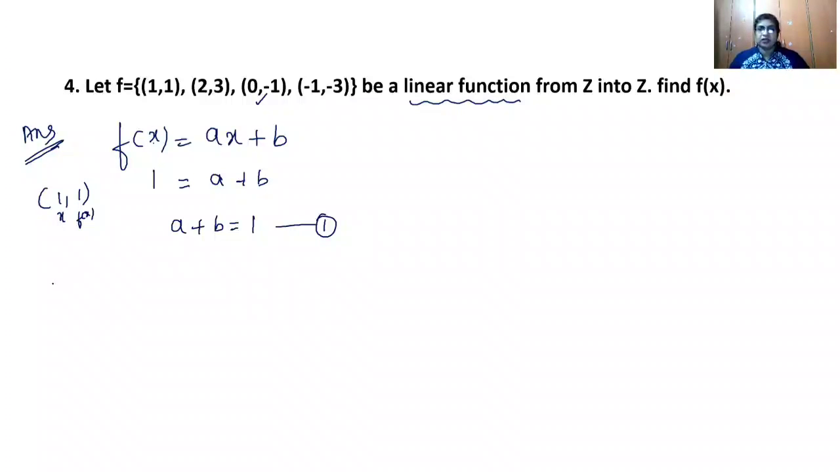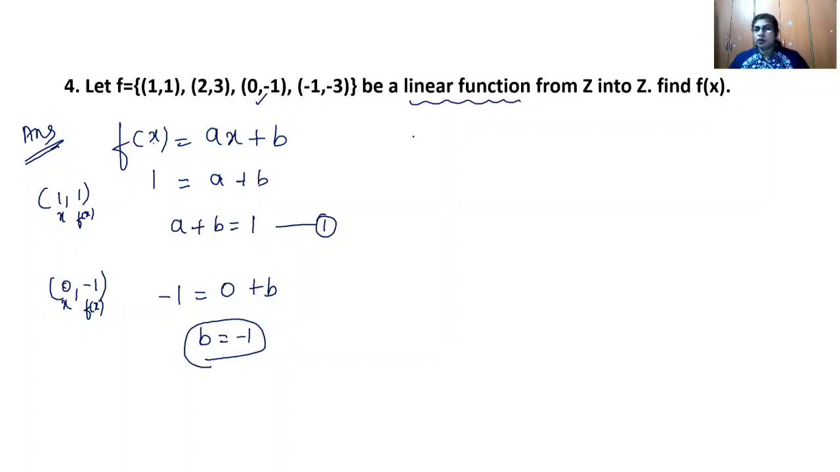Now take the ordered pair (0, minus 1). Let's see what we are going to get. This is my x and this is my f of x. So take x as 0, f of x as minus 1. You get minus 1 equal to a into 0, which is 0, plus b. So b is equal to minus 1.